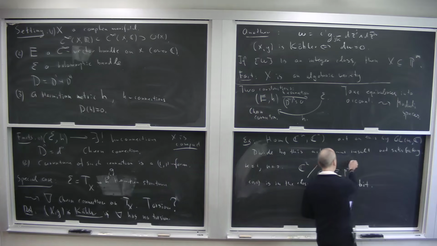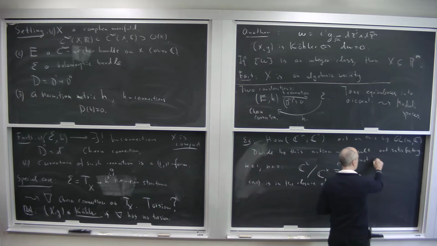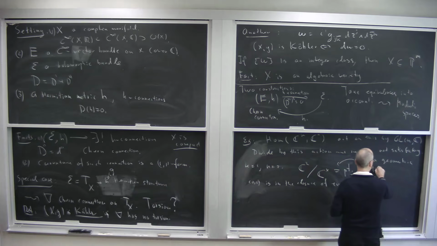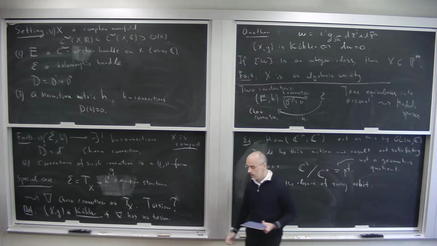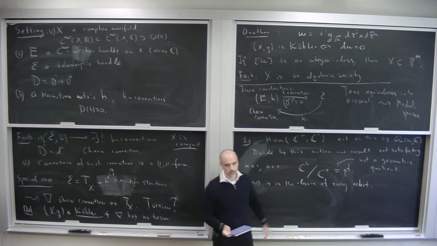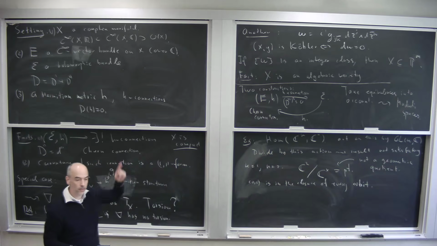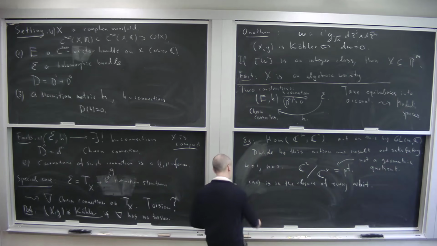So this is not a geometric quotient. Now, a geometric quotient is a good quotient like this, but with the additional condition that fibers consist of only one orbit each. So here comes the idea of GIT.